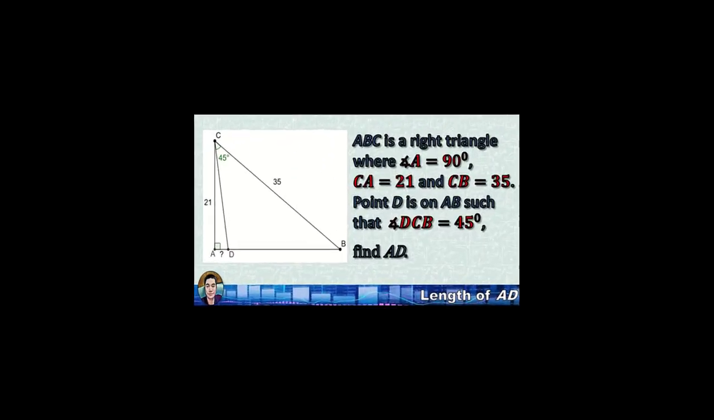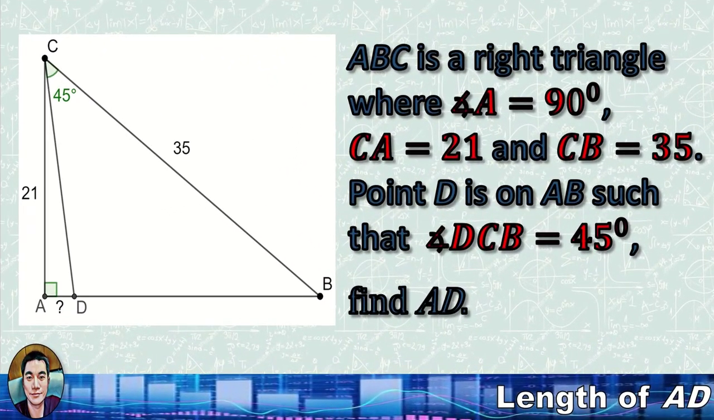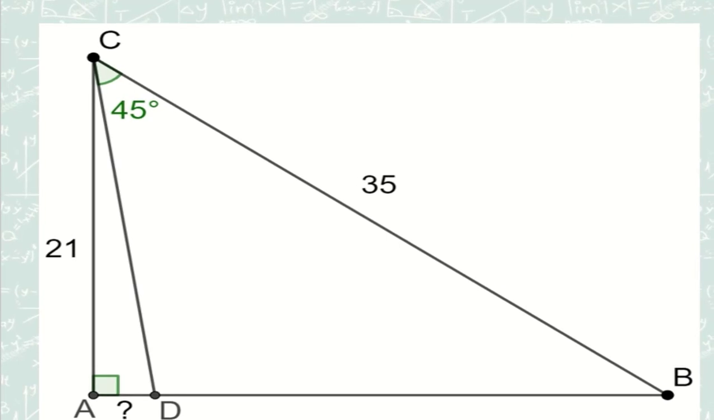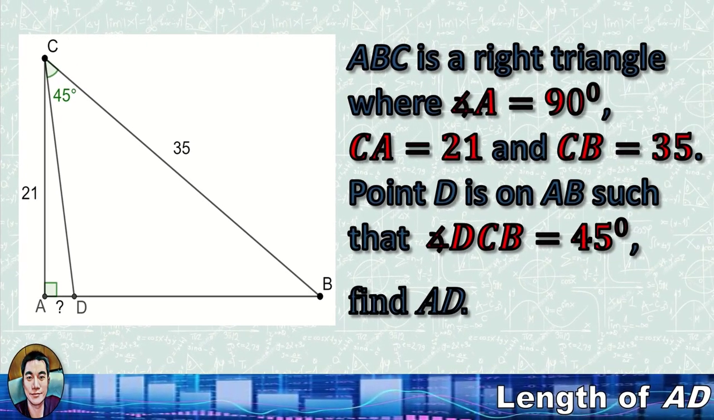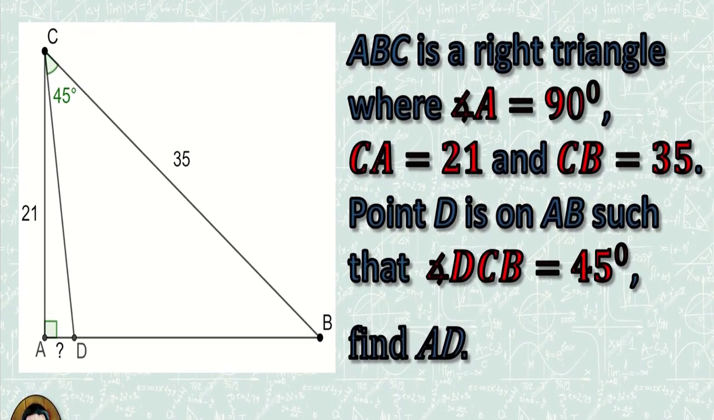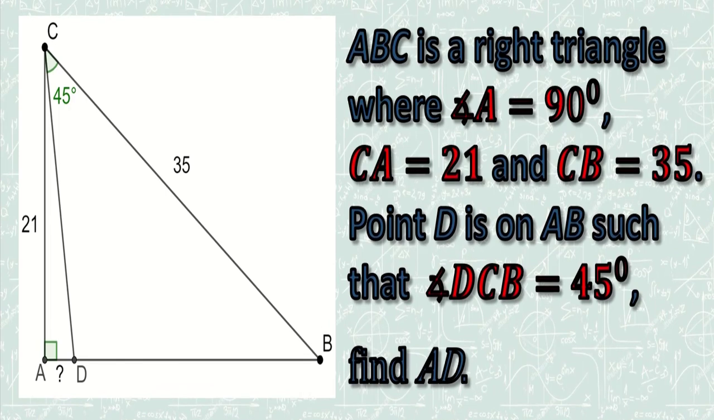Today, let's talk about this interesting geometry question. Given that ABC is a right angle triangle where the angle A is 90 degrees, CA is 21 and CB is 35. The point D is on AB such that the angle DCB is 45 degrees. Now we are asked to find the length of AD.